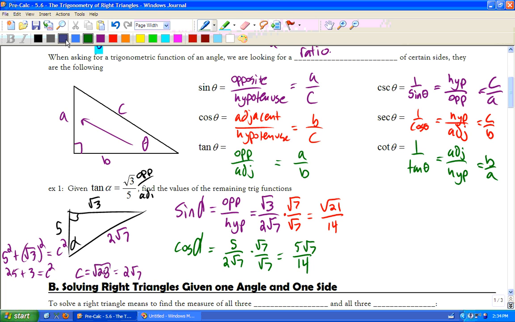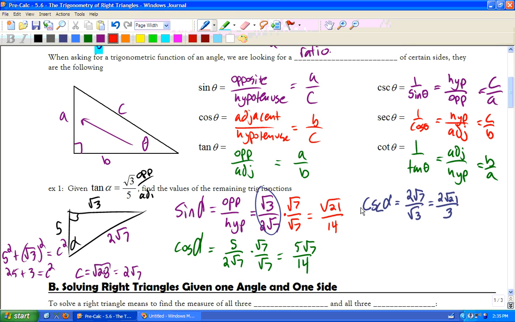We've got tangent, but we need the other three. The cosecant of alpha is going to be, I'm going to go back to our original one just so I don't have to try to rationalize a couple times and simplify. So the reciprocal of square root of 3 over 2 square root of 7 is 2 square root of 7 over the square root of 3. When I rationalize that, that becomes 2 square roots of 21 over 3.